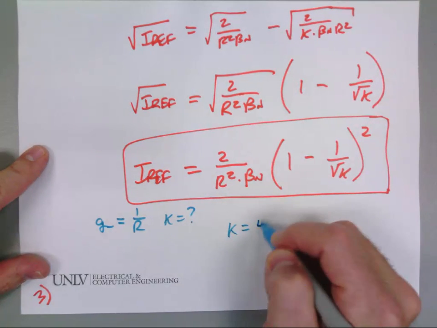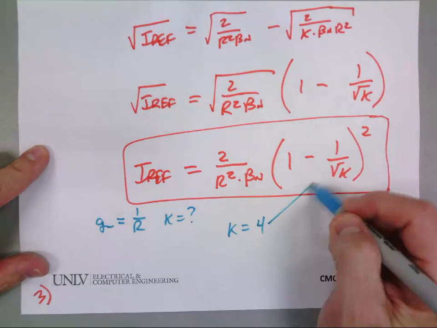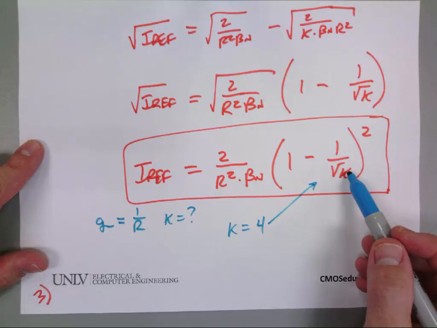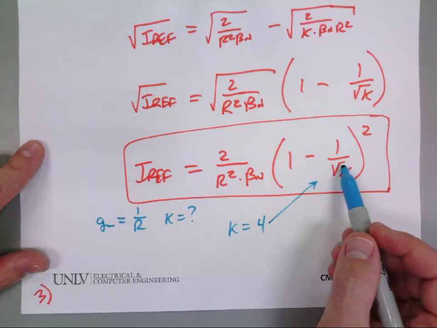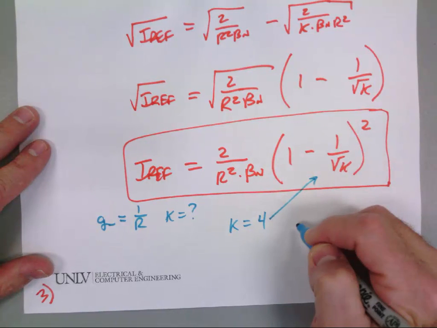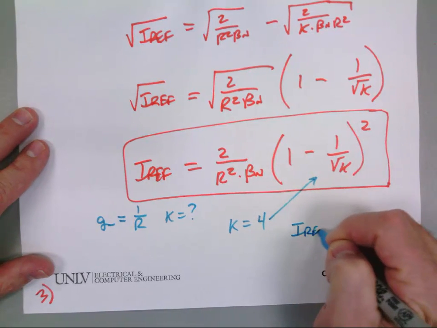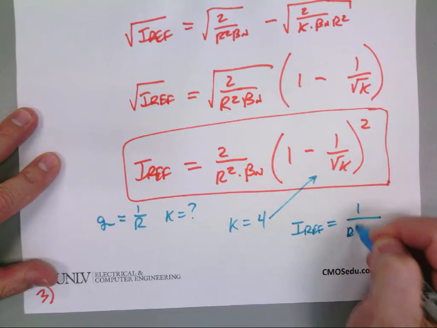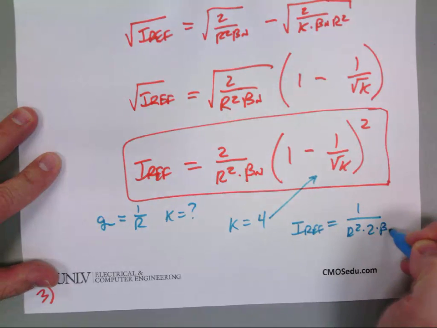K equals 4. I plug that in here. What's 1 over the square root of 4? 1/2. 1 minus 1/2 is 1/2. Squared is 1/4. So then that ends up giving me Iref equals 1 over R squared times 2 times beta sub n.